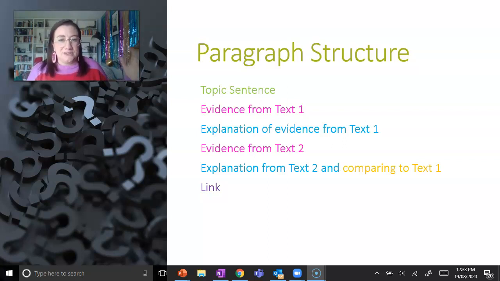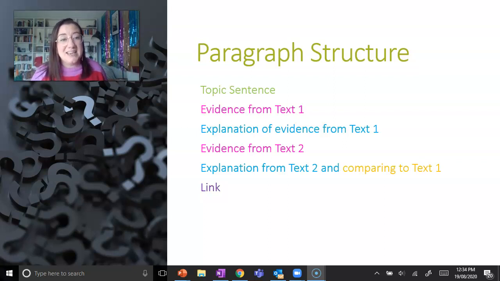So anyway, topic sentence, evidence from your first text, and then you explain the evidence from the first text, then you give your evidence from your second text, and you give the explanation from your second text, and then compare it. So compare it to the evidence that you gave in text 1. Pretty simple. So once you've done those layers of evidence and explanation, and then you've done your compare, then you head into your link sentence, which obviously ties back the idea that you wanted to make in the paragraph.